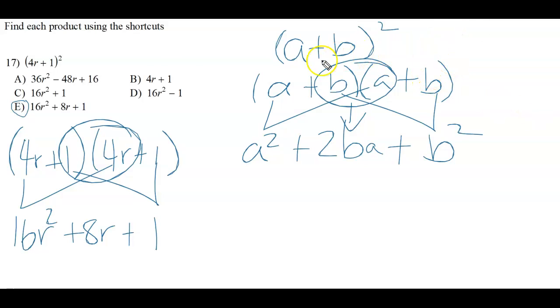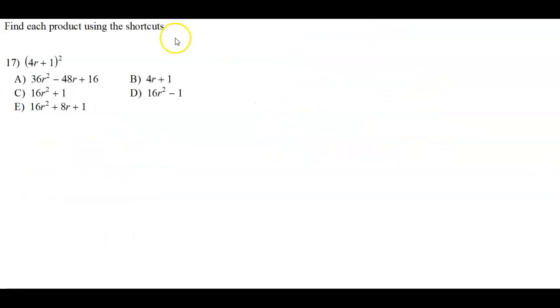But once again, that only happens in those special situations where you're multiplying a binomial by itself, or squaring it, or if you're multiplying it by itself but with opposite signs. Last topic for polynomials is factoring, so we'll move on to that next.